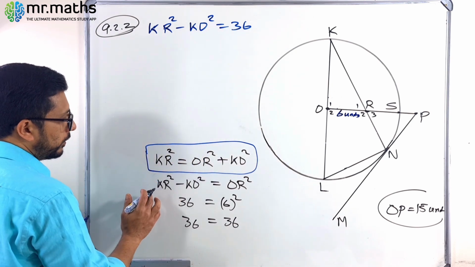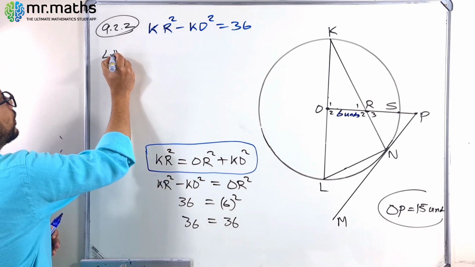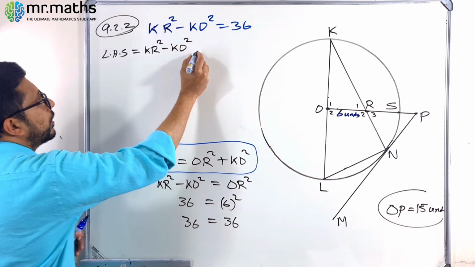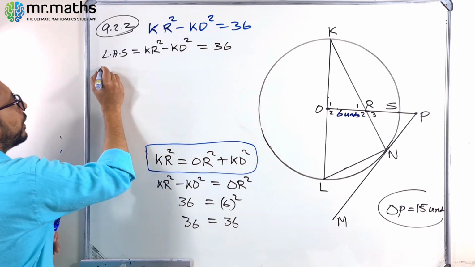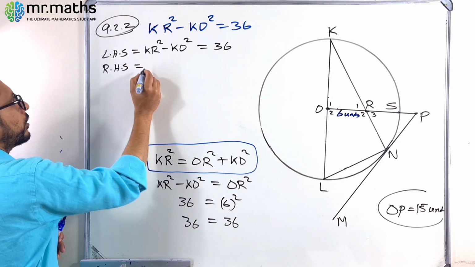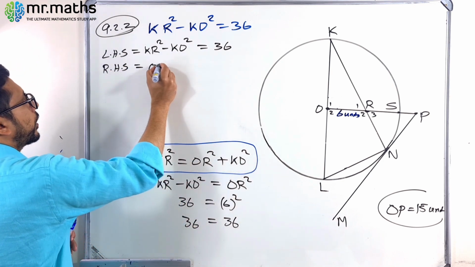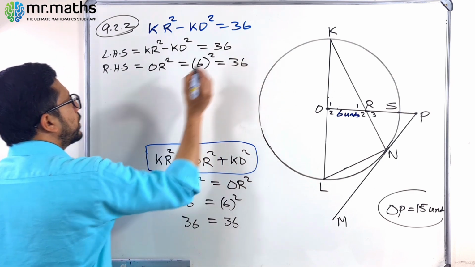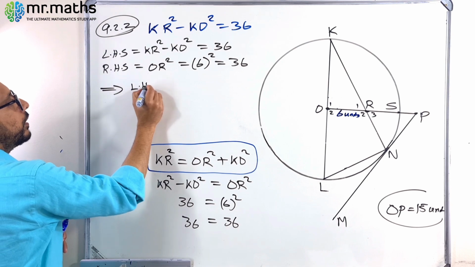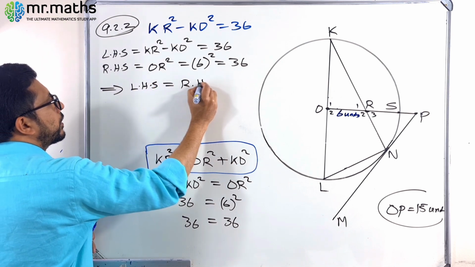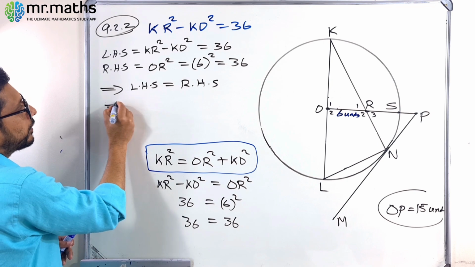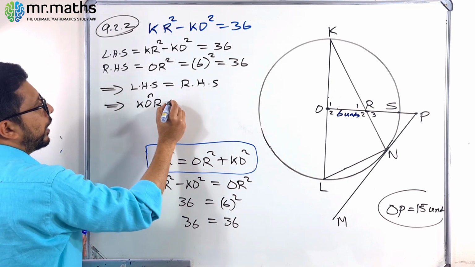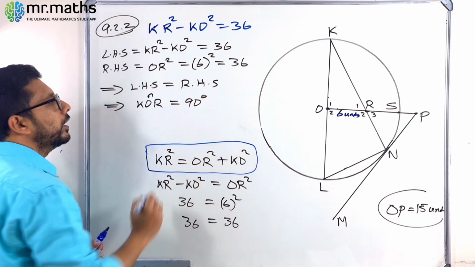Okay. So let me write it like this. Left hand side is equal to KR square minus KO square is equal to 36. Then right hand side is equal to, what is the right hand side? OR square is equal to 6 square. So it is 36. It implies that left hand side is equal to right hand side. It implies that angle KOR is equal to 90 degrees.